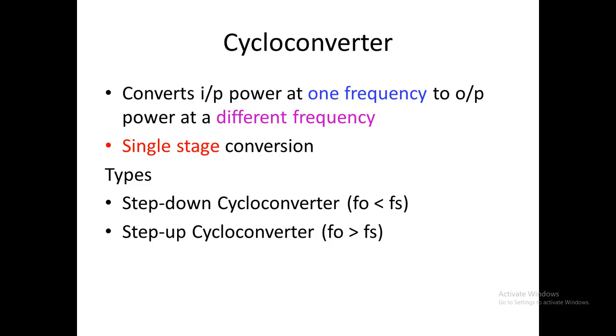So it converts input power at one frequency to output power at a different frequency, and it's a single stage conversion. Voltage as well as frequency can be controlled. This is the difference between cycloconverters and voltage controllers. There are two types: step down cycloconverters and step up cycloconverters. Step up or step down depends upon the frequencies. If the output frequency is less than the input supply frequency, it is step down, and if the output frequency is greater than the supply frequency, it is a step up cycloconverter.